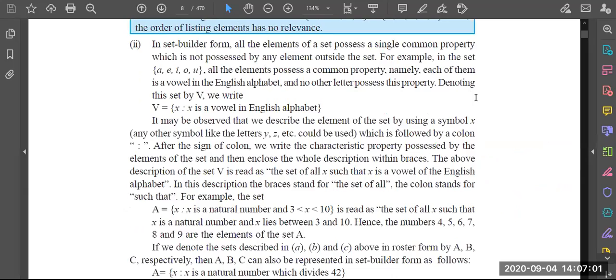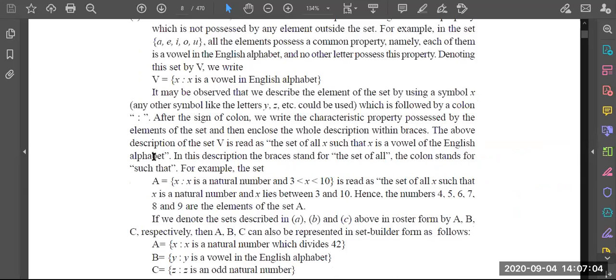Now see some examples here. Here we have one example. A is equal to x, where x is a natural number, and 3x is less than 10, greater than 3. But this is not included. So if you have to convert this into roster form, it will be what? It will be 4, 5, 6, 7, 8, 9, right? So this set is actually this set in your roster form. Yes or no?